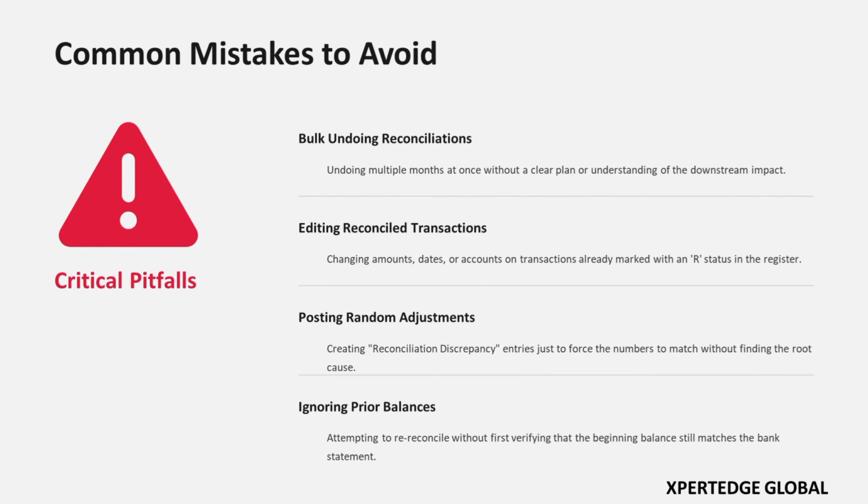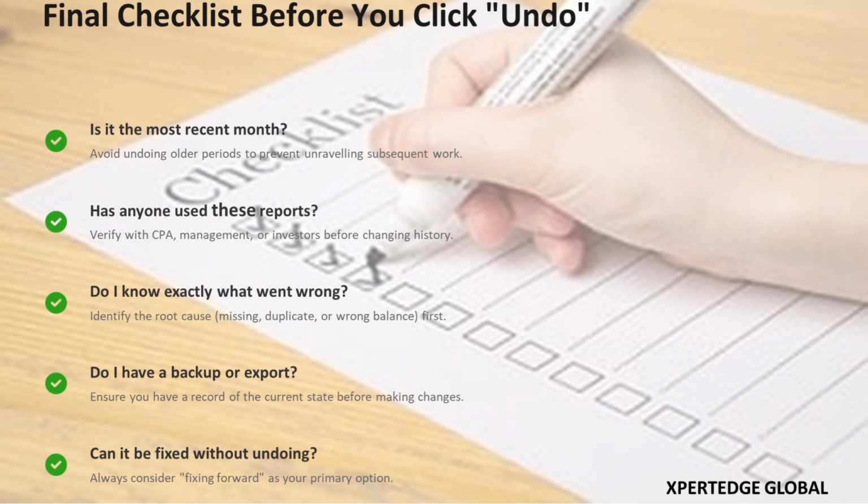Some common mistakes to avoid during this process are bulk undoing multiple months, editing already reconciled transactions, posting random adjustments just to force a match, and ignoring beginning balances. These mistakes may seriously compromise financial integrity and may even snowball into larger reconciliation issues down the line.